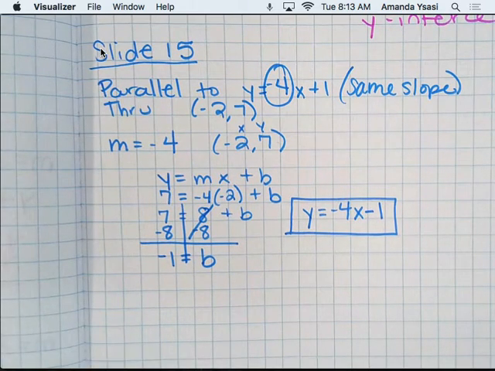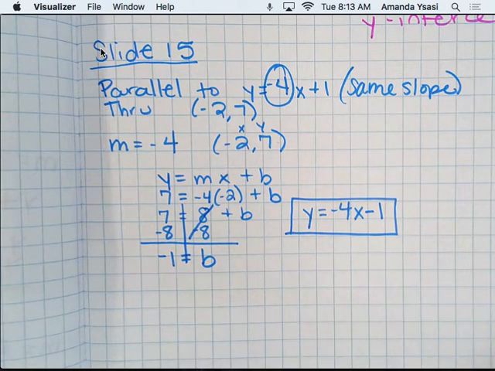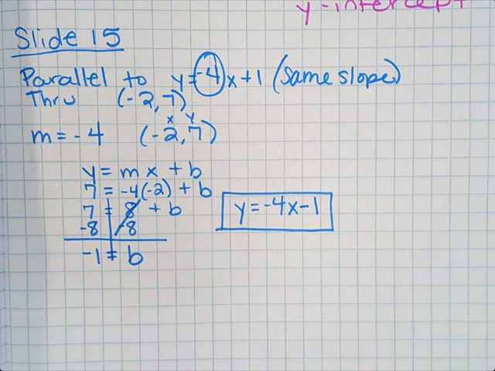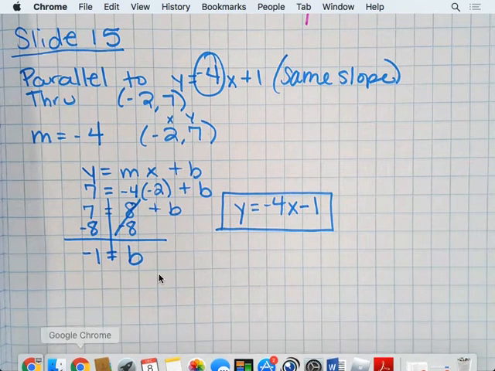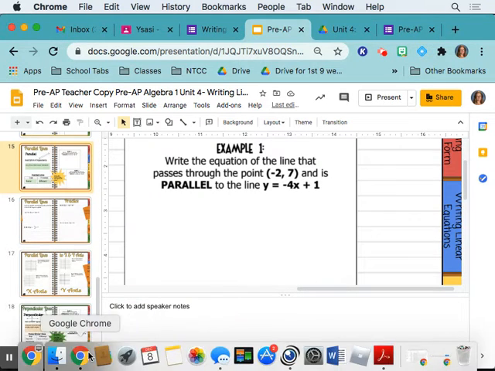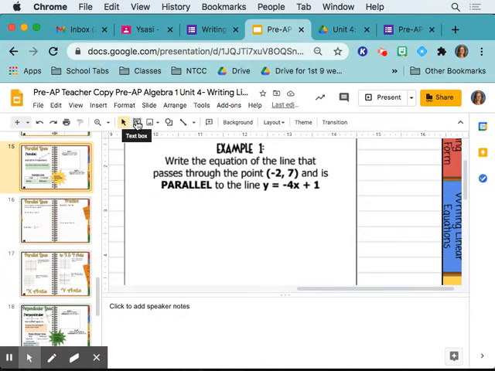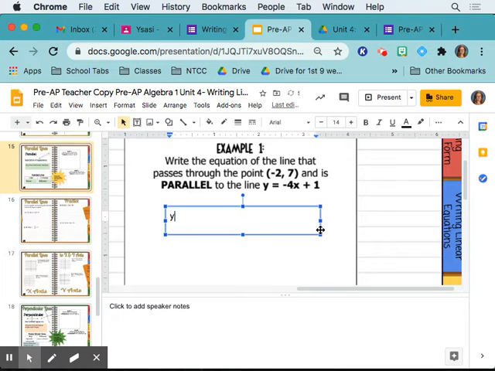All right, what do y'all think about that? Parallel, pretty easy. So I'm going to have y'all do the next one. Let's see if I can get it pulled up. All right, so we'll go ahead and write the equation: y = -4x - 1.